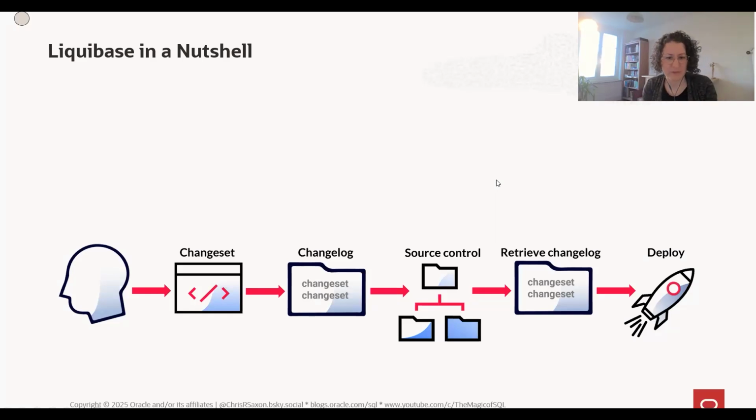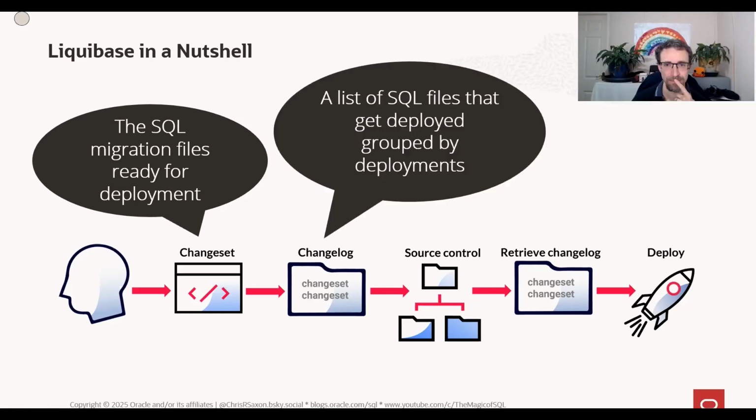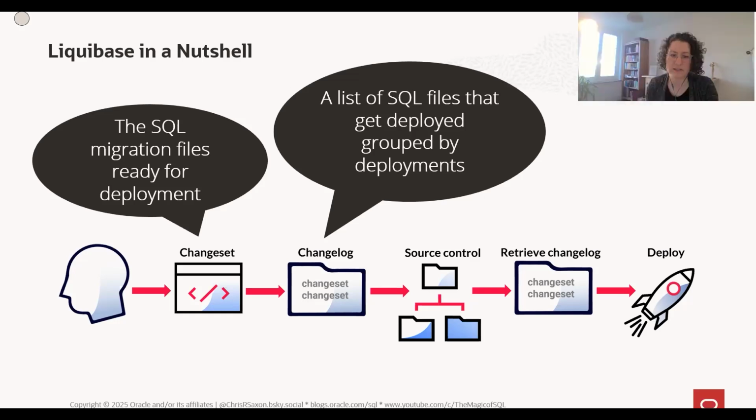Liquibase, on the other hand, we have change sets, and a change set is nothing different from a migration script, or what we call a migration file, that is ready for deployment. If I have a migration file ready for deployment, I include it in the master changelog file. So the master changelog contains all the migrations in a certain order. I just add the name of the SQL files into this changelog file, and then it goes into source control and we can deploy it automatically.